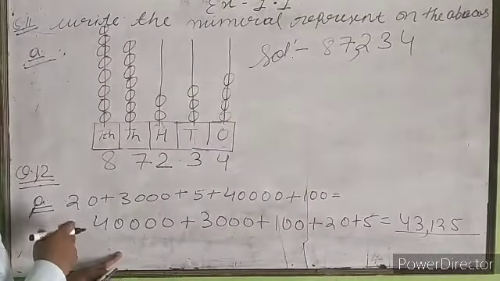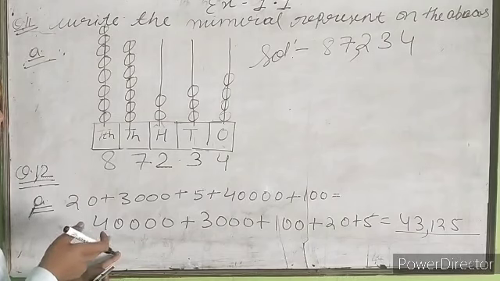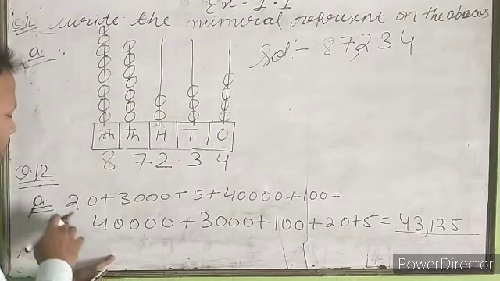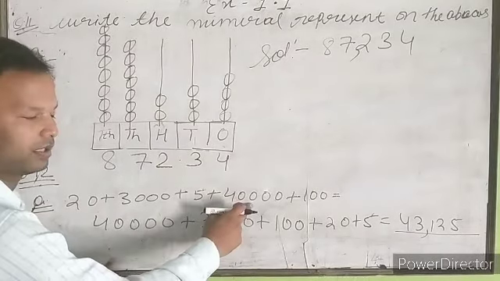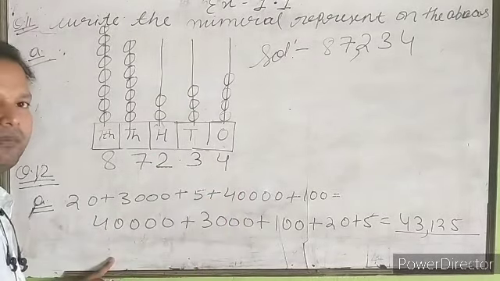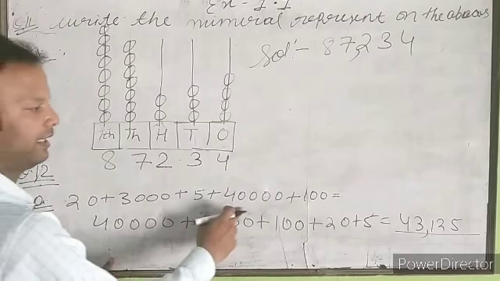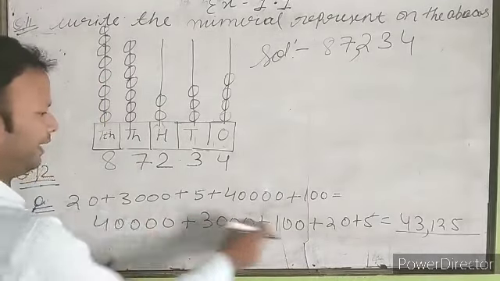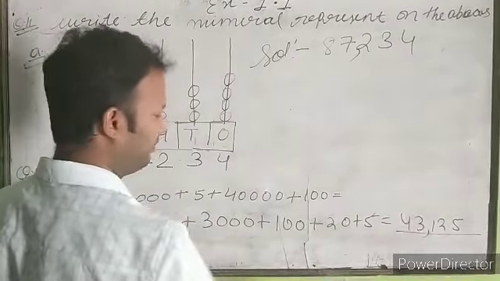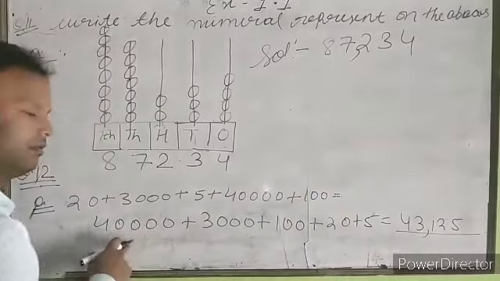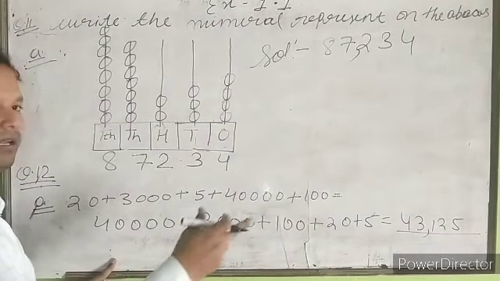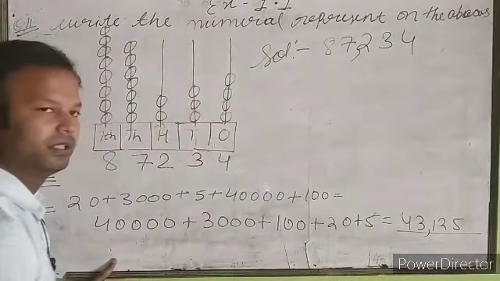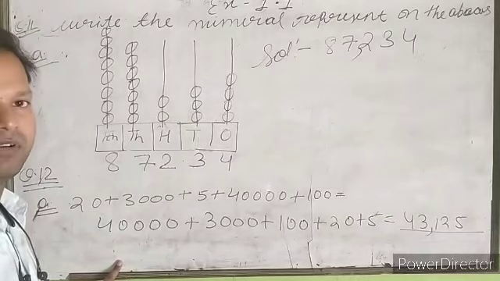And B is also there. Question second, B is also there. Then you can do it yourself. That question you will do yourself. Okay. B1 is also there. First you have to arrange in order according to the greatest. Taking the greatest number first, 40,000, then 3,000, then 100, then 20, and then at last 5. Then you can add, or if you know directly, you can read and write the answer: 43,125. Hope you understood this exercise 1.1.